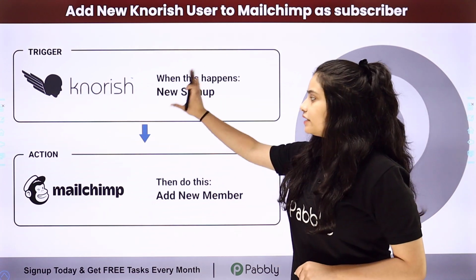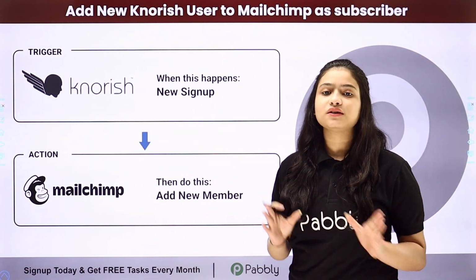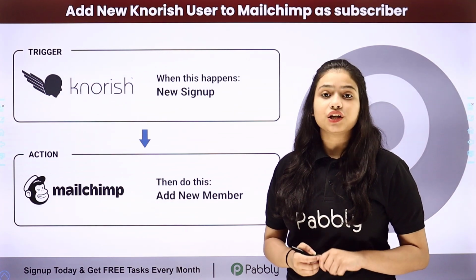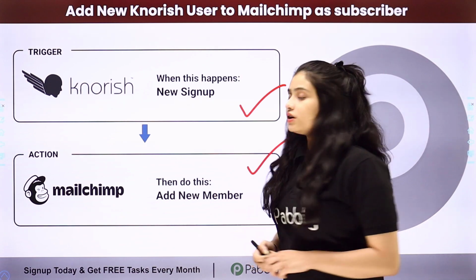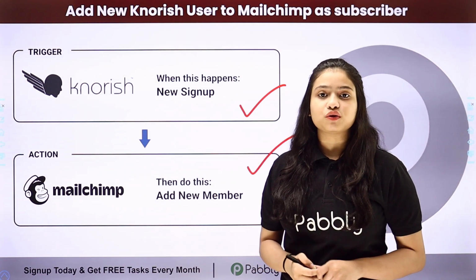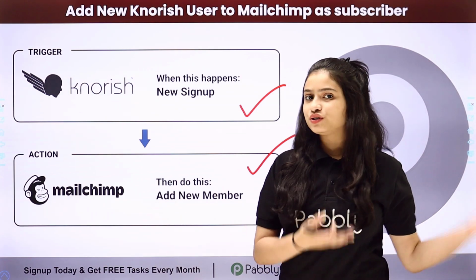For that we will have to integrate both these applications, and for that we are going to use Pabbly Connect, which is an amazing automation and integration software. Now what we are going to do is, we have Knorish in our trigger and Mailchimp in our action. So we will be connecting both of them in order to automate this entire process. And to learn this entire automation step by step, let me take you all to my screen.